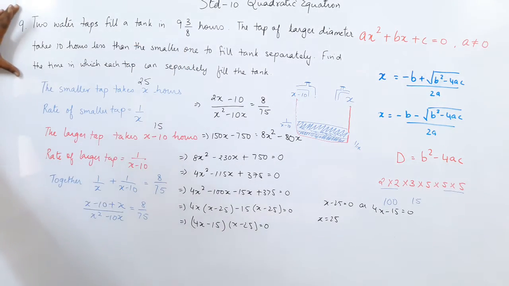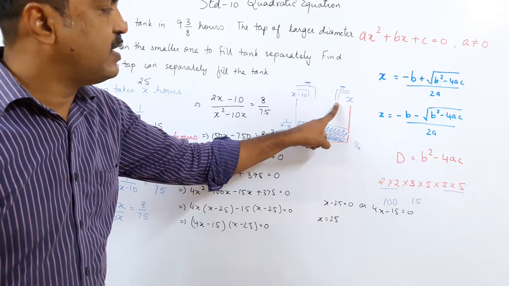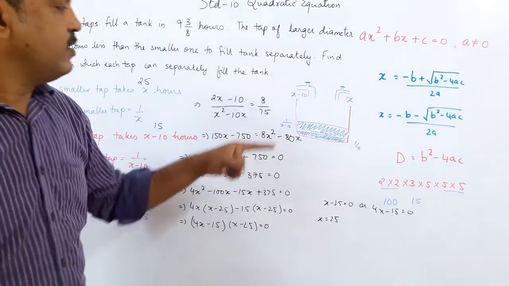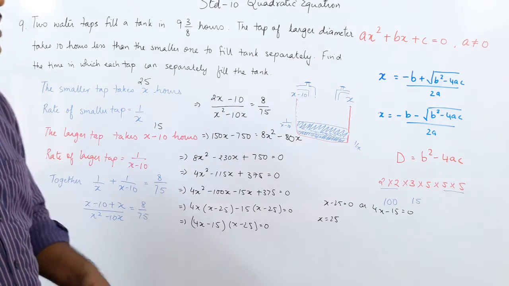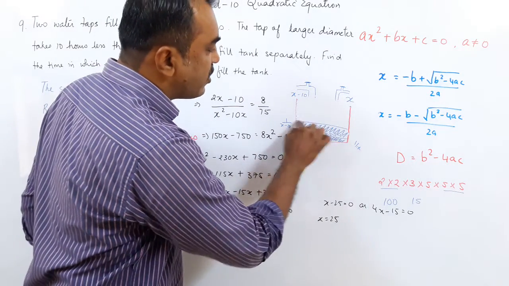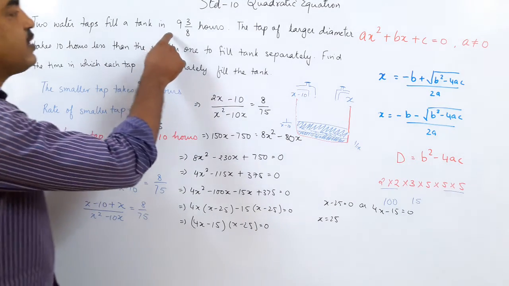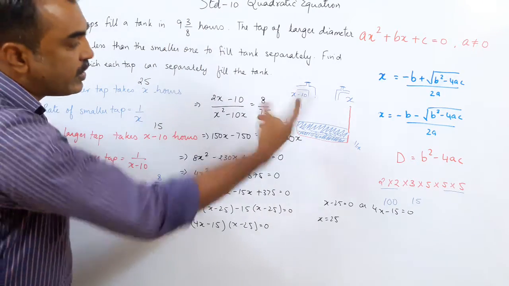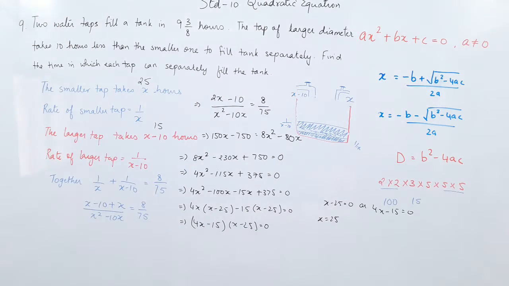So this is work and time. You will do the sums like this of work and time later, but I hope you understood what I mentioned here. The smaller tap takes x hours, so the rate of doing work is 1 upon x. The larger takes x minus 10, so the rate of filling is 1 upon x minus 10. Together they fill 1 upon x plus 1 upon x minus 10. This takes 75 by 8 hours to fill the whole tank. So in 1 hour, how much does it fill? The reciprocal, 8 by 75, and solving this we get the equation.